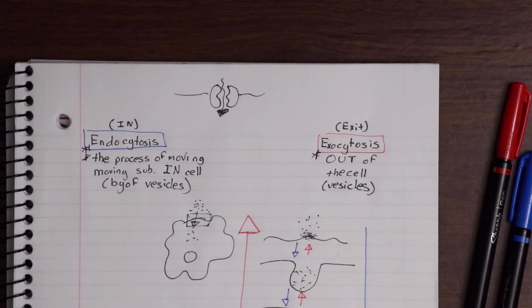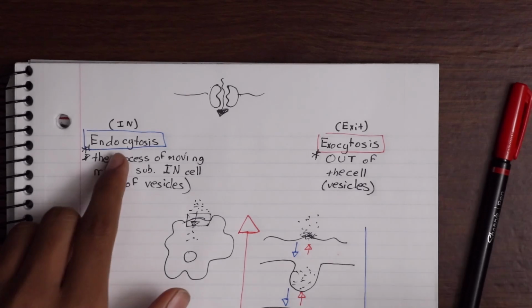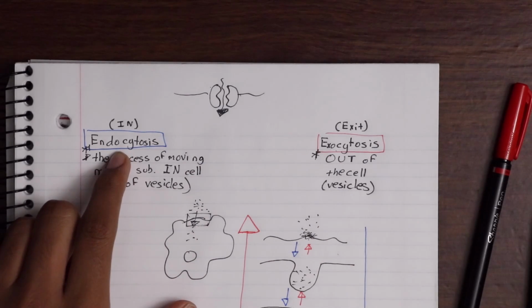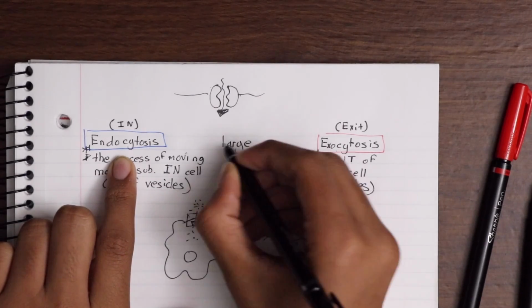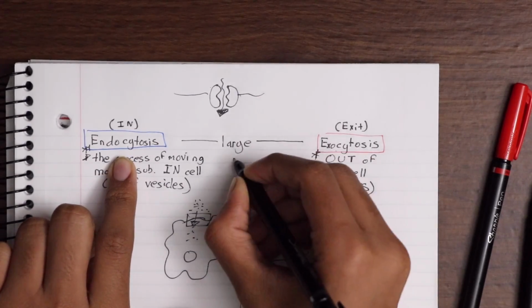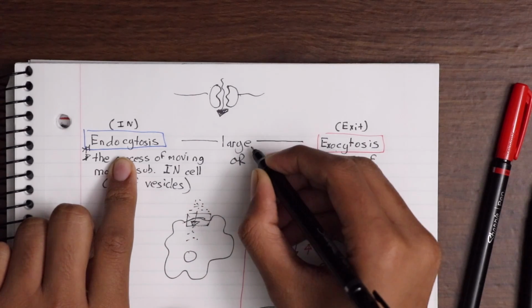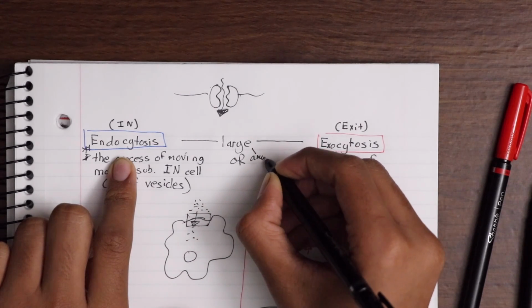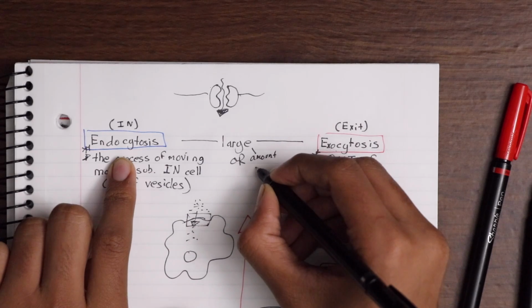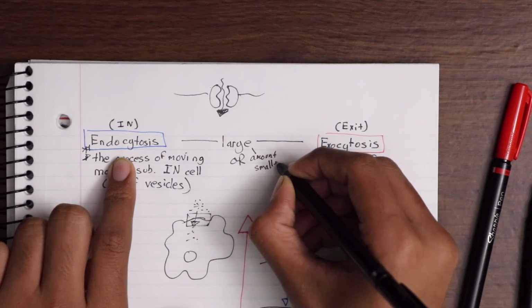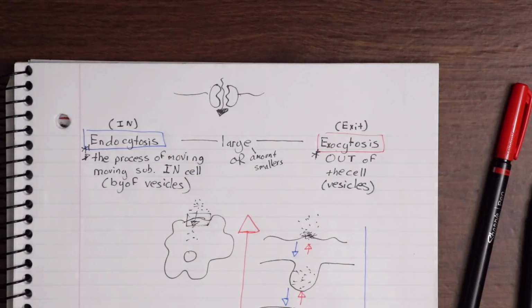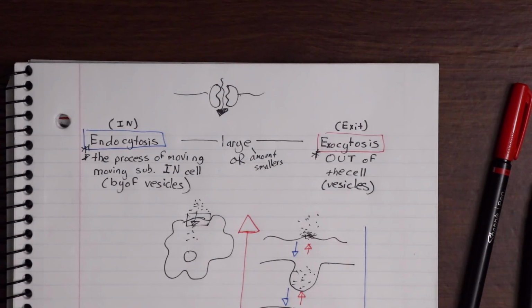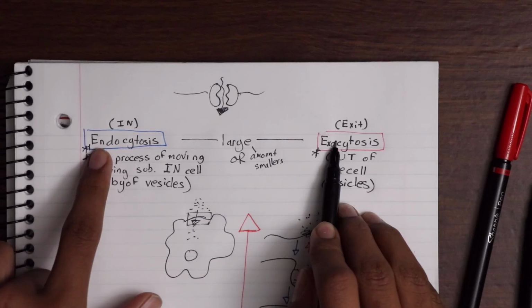Now, there are also different variations of these two processes. So, these two are basically for any large substances. So anything that's particularly big, or a large amount, like a large amount of smaller substances, like a lot of ions, a lot of particles, just a lot of something, or just something really big. That's what these would be called.